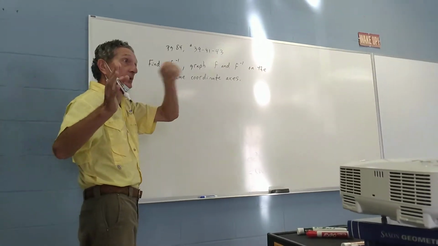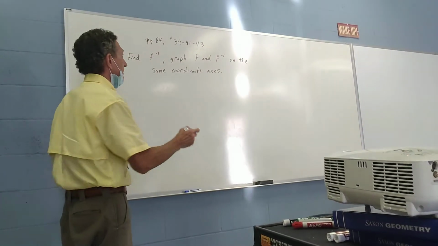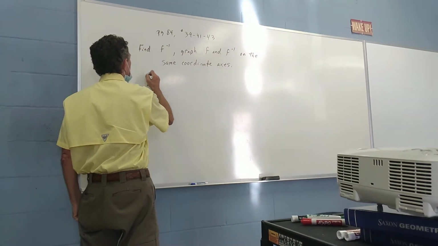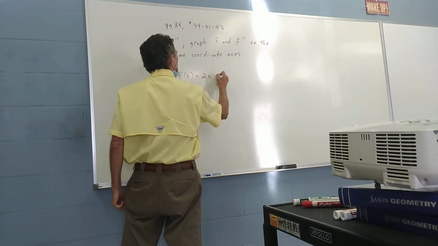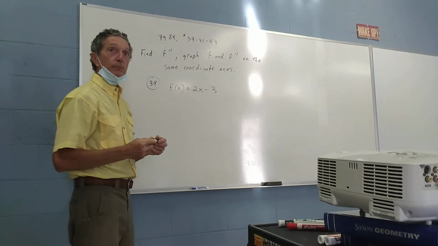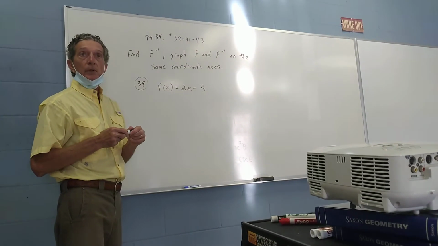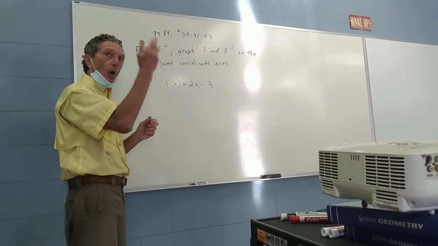All right, so we're going to go ahead. I know you're going to ask me all three, right? Charles, read me number 39. F of x equals 2x minus 3. All right, and I didn't give you difficult ones to deal with. I know how to get the inverse. It's just the graphing part. So walk me through the steps.